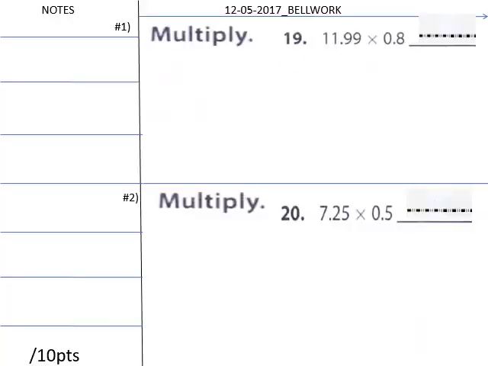And today's bell work, teachers and students, is multiply these two numbers together. For 19 and 20, multiply these two numbers. Teachers, it's up to you whether you allow calculators or not. It'd be best if they did not use a calculator, but that's up to you. Give your students about 3-4 minutes.